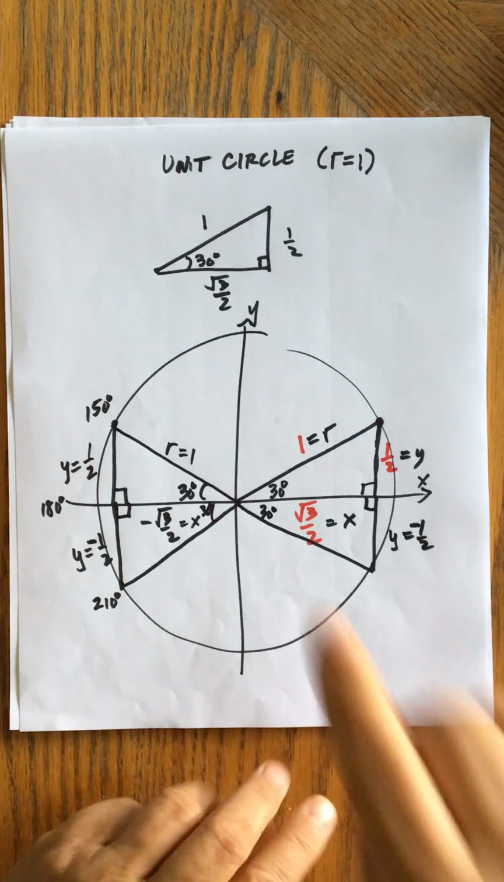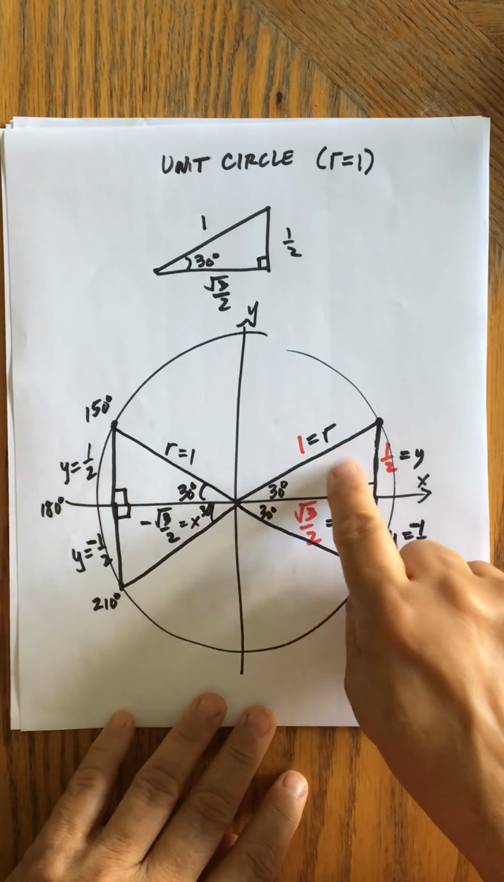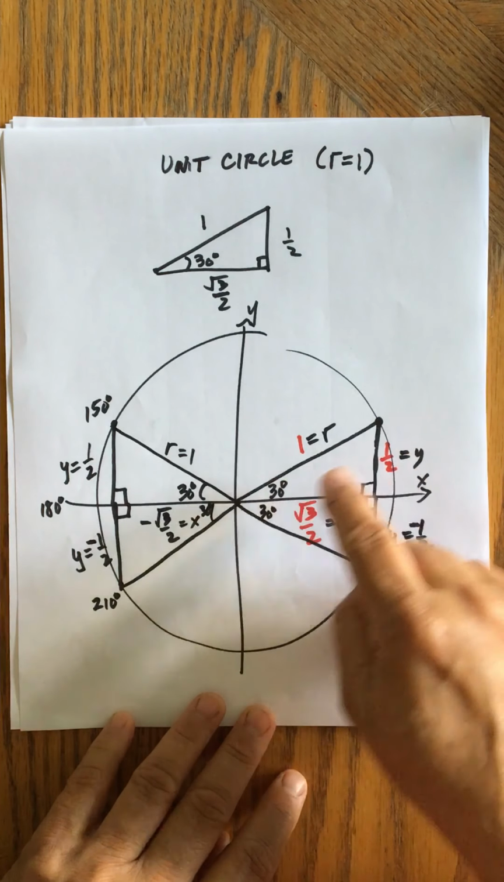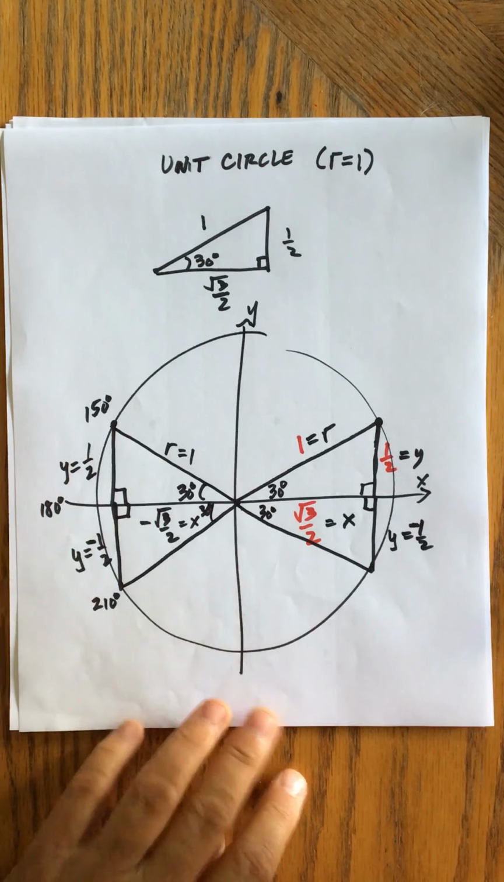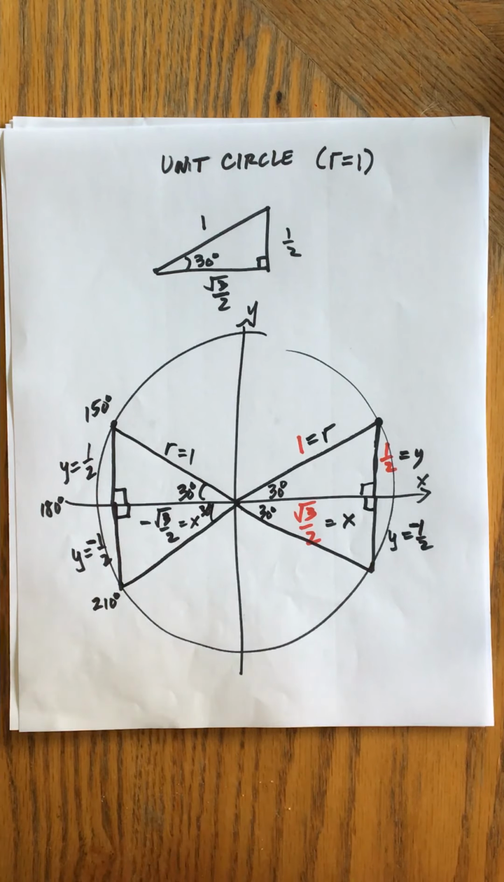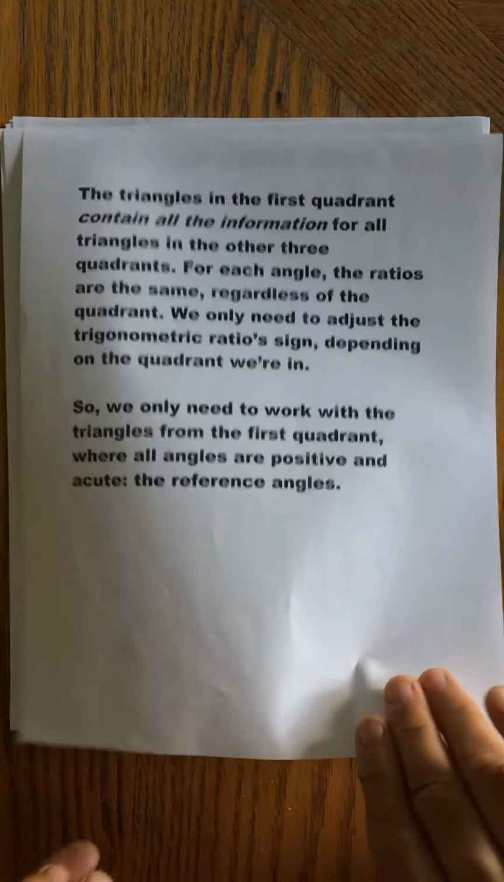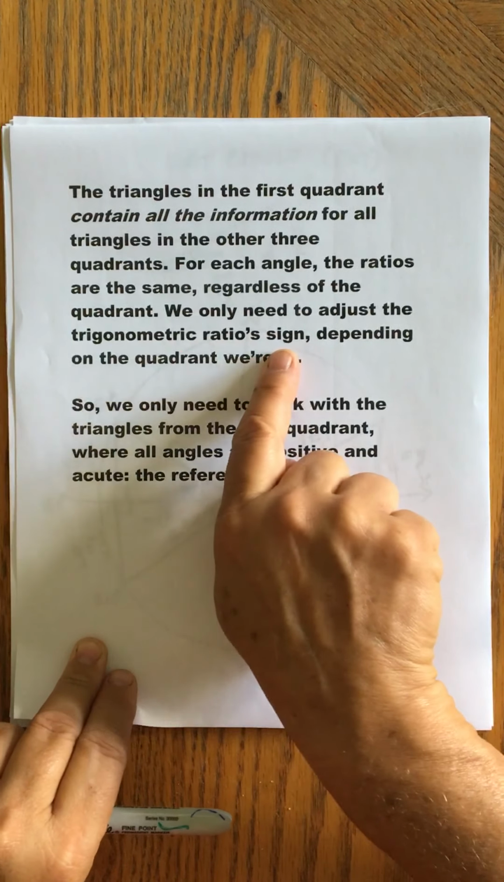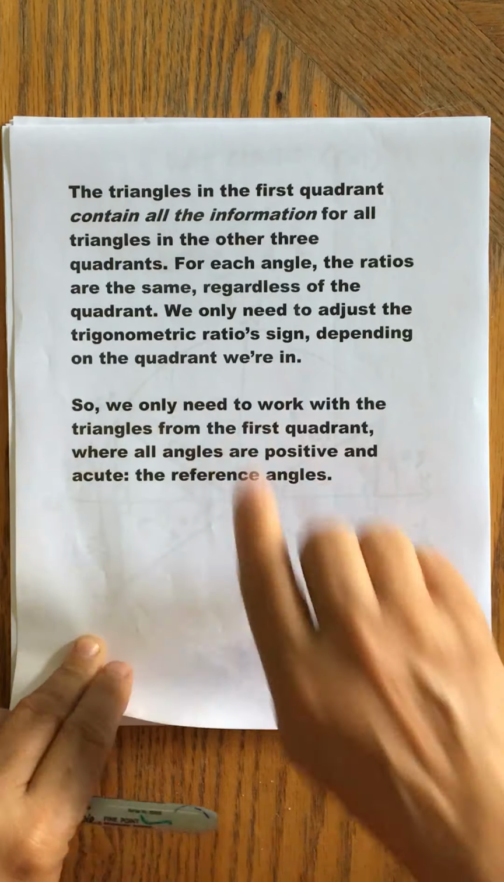Again, because you're reflecting the reference triangle into any other quadrant and all the lengths stay the same, the ratios would have to stay the same. And all you do is adjust for positive or negative, depending on the quadrant you're in. Okay? So that's what we're talking about. You only have to adjust the trigonometric ratio sign depending on the quadrant you're in.